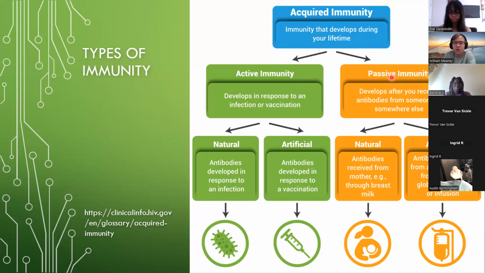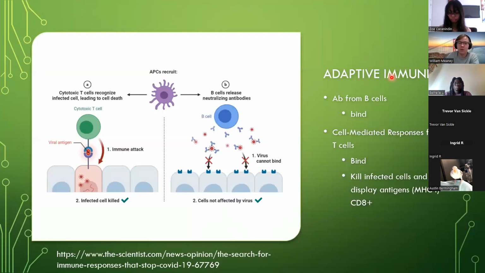Active immunity is where your own body creates an immune response. Like antibodies responding to a vaccine. Antibodies respond to an infection. And vaccines are an artificial type of immunity.